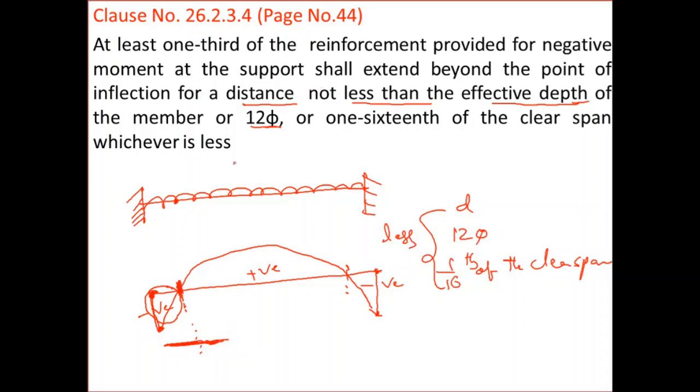So you need not extend all the bars there. Only 1/3 of the reinforcement you have to extend. So as per this clause, again I am saying, 1/3 of the negative reinforcement should extend beyond the point of inflection to the length of D or 12 phi or 1/16 of the clear span, whichever is less.